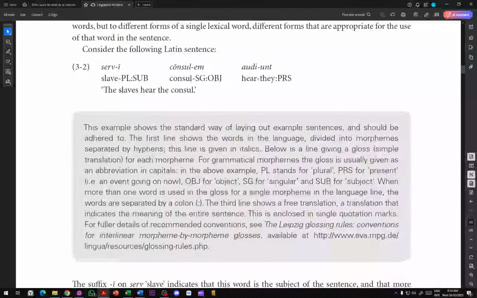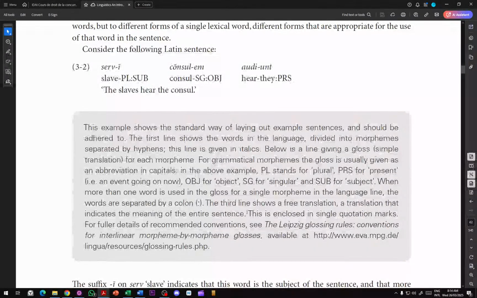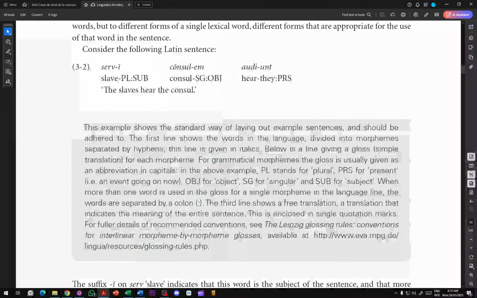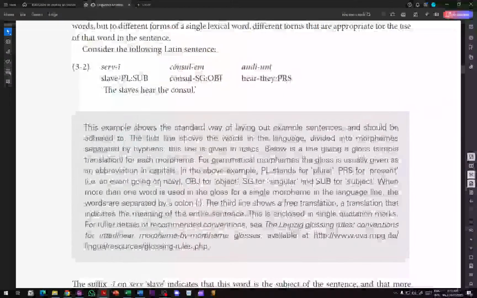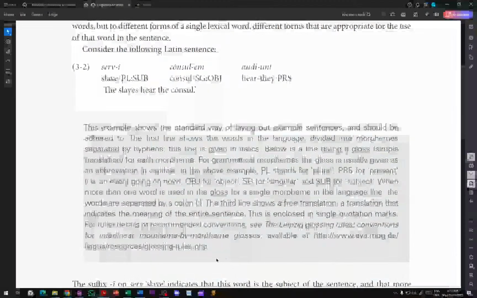When more than one word is used in the gloss for a single morpheme in the language line, the words are separated by a colon. The third line shows a free translation that indicates the meaning of the entire sentence. This is enclosed in single quotation marks. For fuller details of recommended conventions, see the Leipzig glossing rules, conventions for interlinear morpheme by morpheme glosses, available at the EPV resources glossing rules.